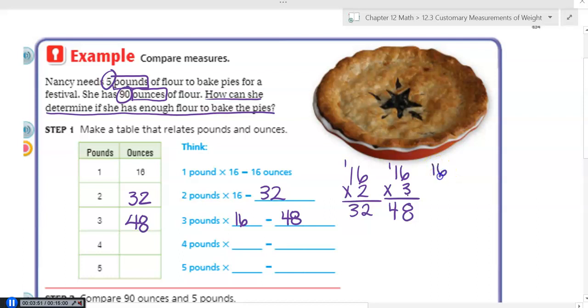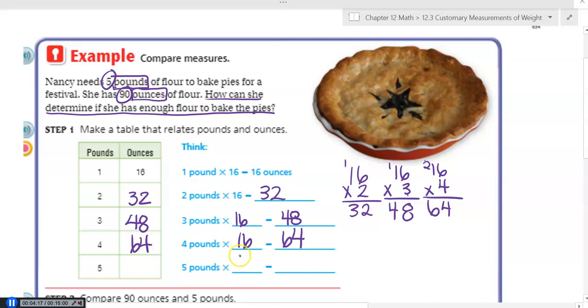Okay, now I'm going to do 16 times 4. So 6 times 4 is 24. Regroup. Oops, regroup the wrong number. 6 times 4 is 24. 4 goes down here. 2 goes up here. 4 times 1 is 4, plus 2 is 6. So I've got 64 ounces. So 4 pounds is 64 ounces.